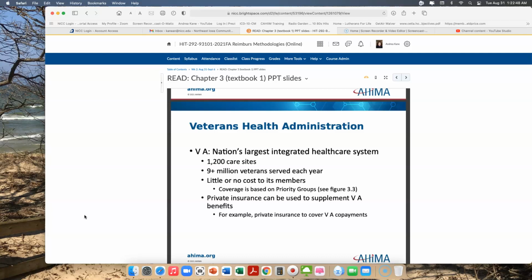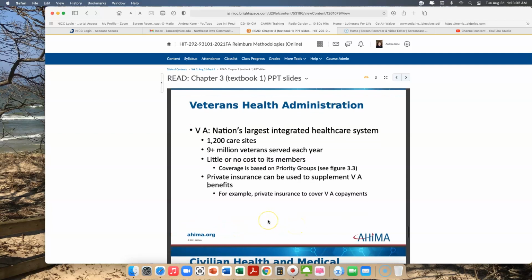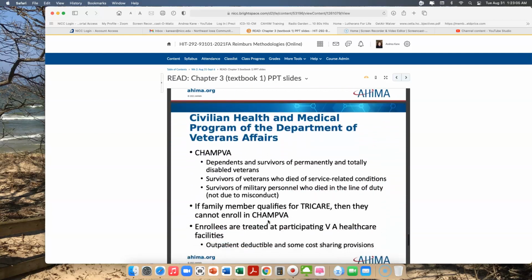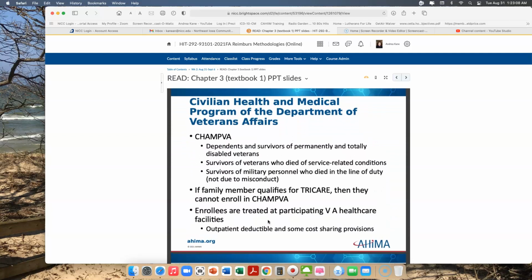There is also what's called CHAMPVA, and that is for dependents and survivors of permanently and totally disabled veterans, survivors of veterans who died of service-related conditions, and survivors of military personnel who died in the line of duty. So those are all covered under CHAMPVA. If a family member qualifies for TRICARE, that trumps everything else. If they don't qualify for TRICARE, then they may qualify for CHAMPVA, and they are then treated at participating VA healthcare facilities. They do have some deductibles and cost-sharing provisions, but it gives them that coverage.